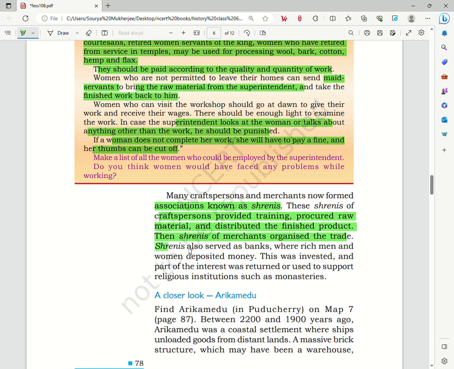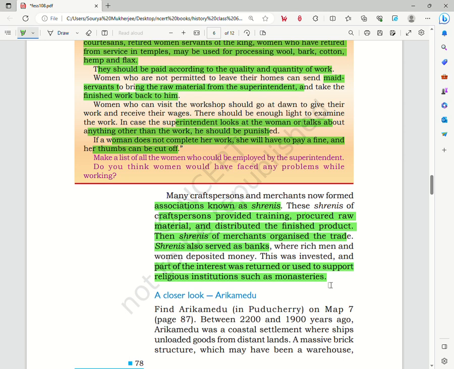Shrenis also served as banks where rich men and women deposited money. This was invested, and part of the interest was returned or used to support religious institutions such as monasteries. So we see that other than supporting and organizing the craftsmen, these Shrenis also acted as a bank where rich people used to deposit their money. And large Shrenis were quite a safe place to keep the money, as the chance of defaulting or these Shrenis failing was quite less.